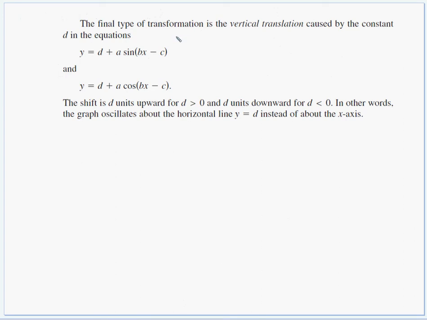The final type of transformation is a vertical translation, up or down, caused by the constant d. Now, even in the book, they put it at the front, d plus, and then we have our trig function. They could put it at the end, plus d, as long as it's outside the parenthesis. And the book does it both before and after the trig function. That's led to confusion in years past. So that vertical shift can appear anywhere, at the beginning or the end. Just like with polynomials, if that d value is positive, it's a shift up. If it's negative, it's a shift down.